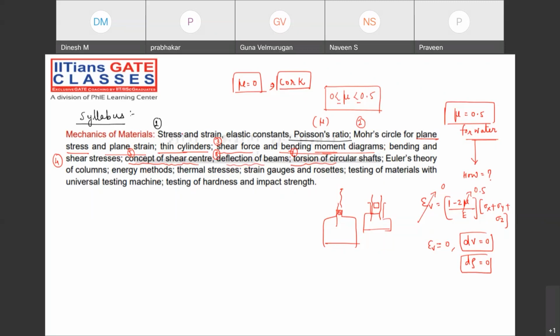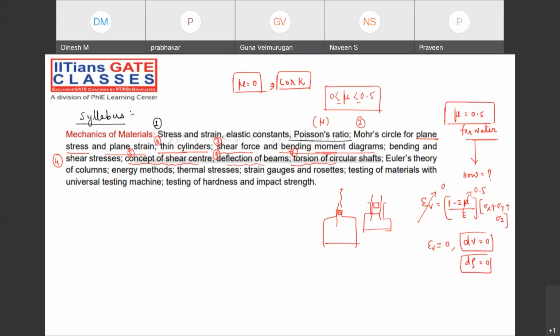The 8th chapter will be thin cylinder. Thin cylinder and thick cylinder also, somewhat we will discuss, because in the GATE examination we had only one or two times a question asked about the thick cylinder. But in PSU examination, continuously, in fact in ESE examination, they are touching the thick cylinder also.